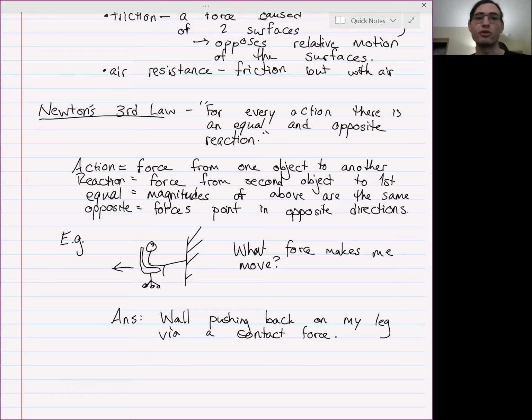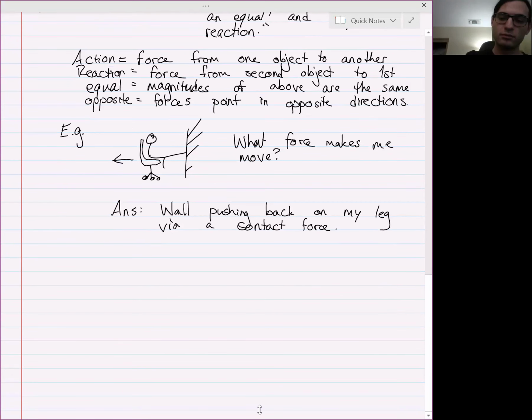The reason the wall doesn't move is because it's fixed in the ground and it's heavy, and it's buried and it's attached to stuff. Otherwise, the wall would move, right? So the force phrase in this example for the force that made me move, remember I talked about a force phrase at the end of lecture last time, would be a contact force on me from the wall.